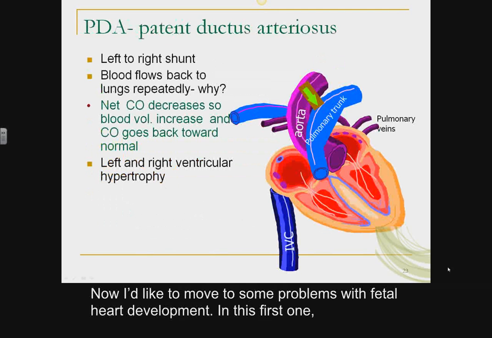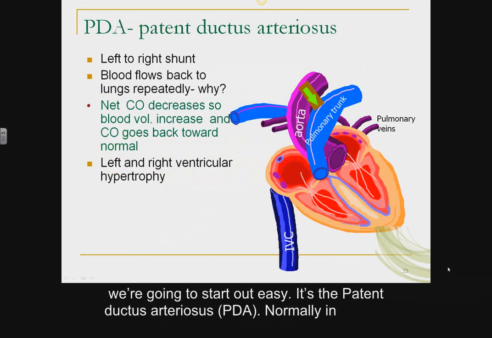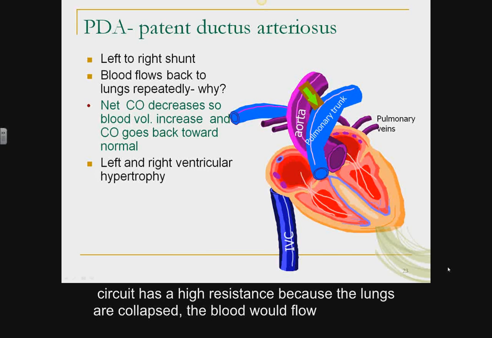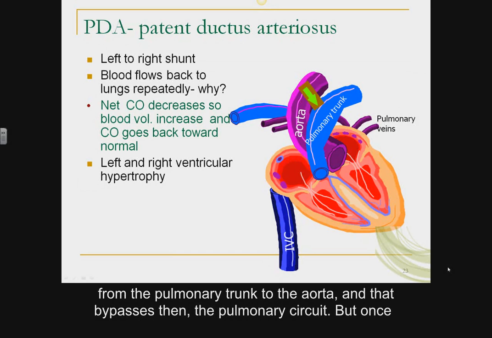Now I'd like to move to some problems with fetal heart development. In this first one, we're going to start out easy. It's the patent ductus arteriosus. Normally in the fetus, the ductus arteriosus is a right to left shunt because the pulmonary circuit has a high resistance because the lungs are collapsed. The blood would flow from the pulmonary trunk to the aorta, and that bypasses then the pulmonary circuit.